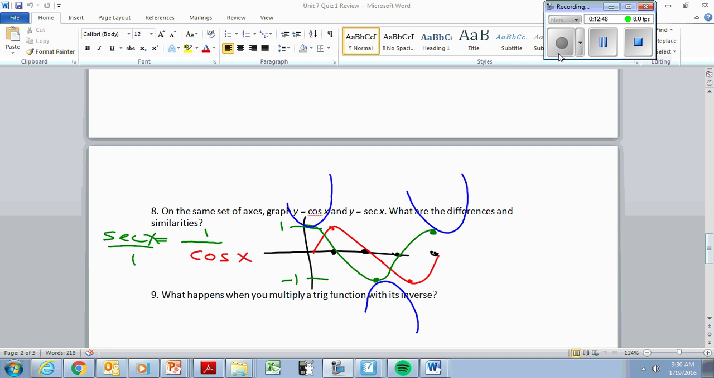And again, my job is to make at least two observations of the blue versus the green. Just say stuff. Say whatever you see.